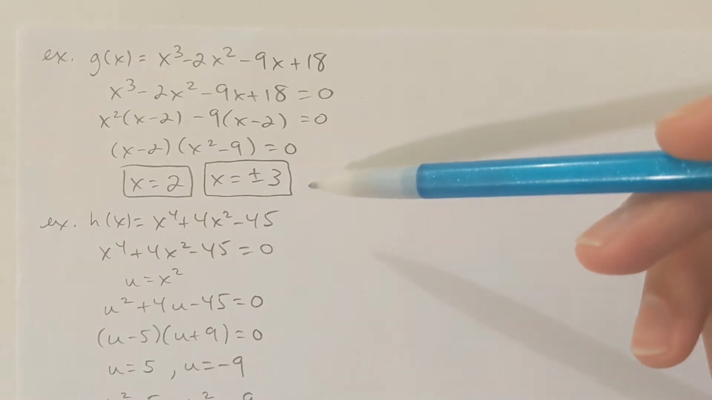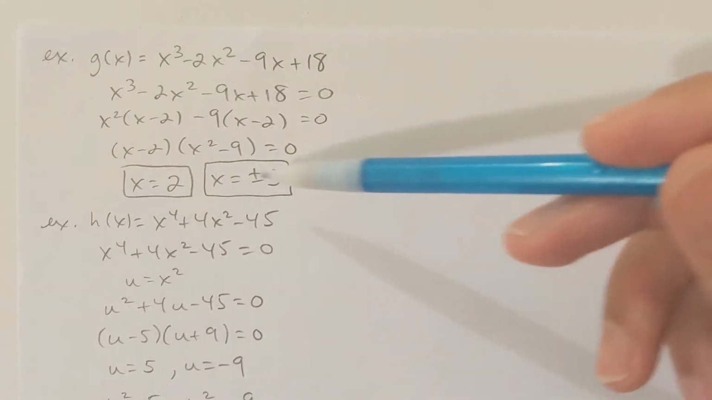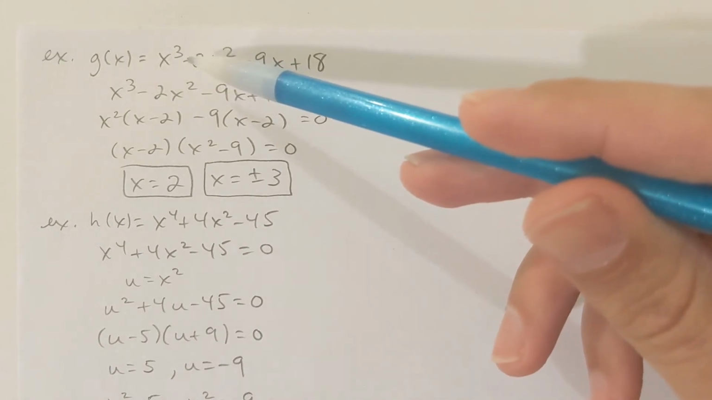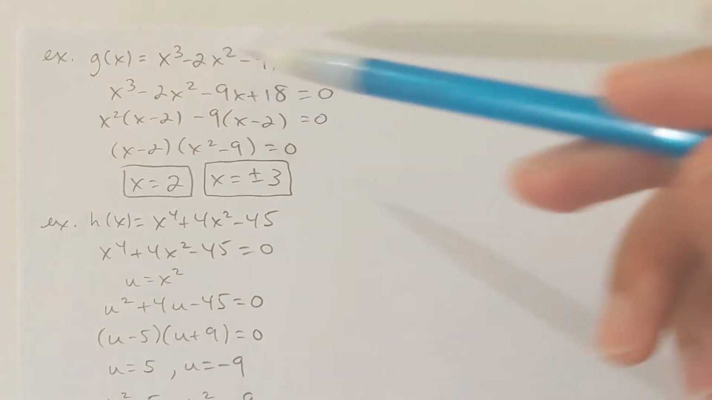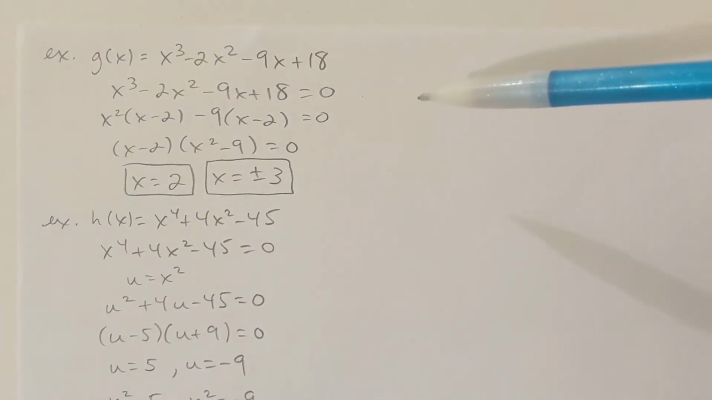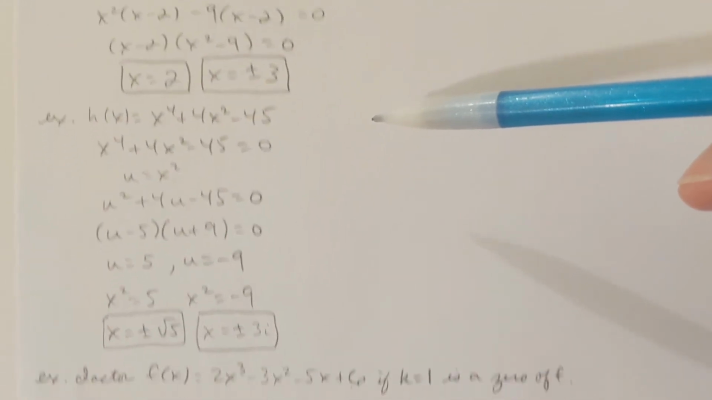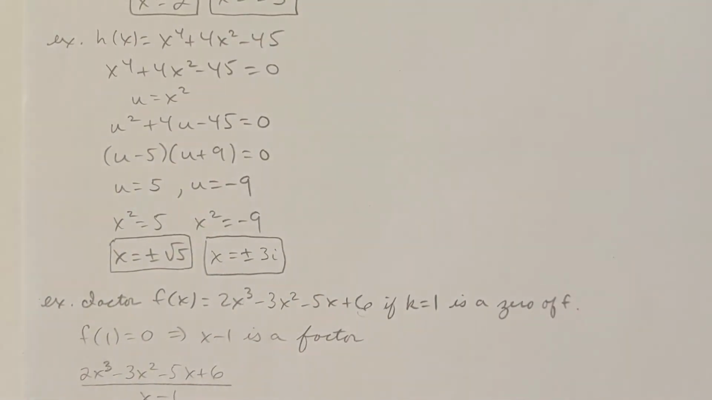Okay, so something to note here is that I've got 3 zeros. Notice that I've got a degree 3 polynomial. Okay, there's a connection going on there, and well, let's take a look at the next one here. h of x is equal to x to the 4th plus 4x squared minus 45.